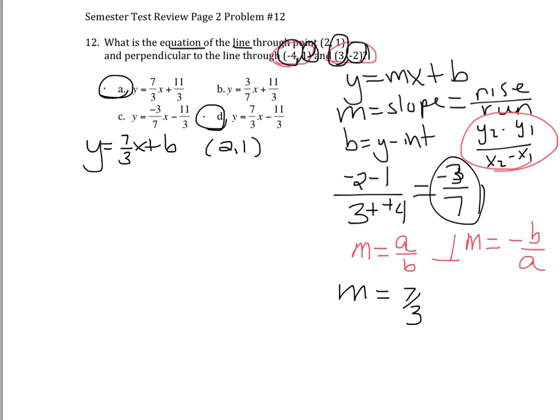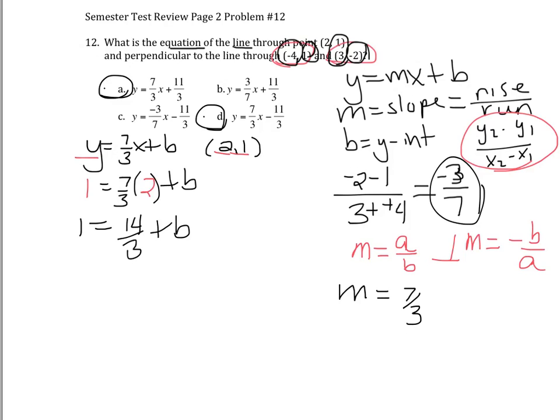So I'm going to replace this y with 1, because that's what the y is in the point. And that's going to equal 7/3, and I'm going to replace the x with what x is equal to, which is 2, plus b. Now I have one equation with one variable. So I'm going to go ahead and do my math here and simplify. So looking at this, to get b all by itself, I know I need to subtract 14/3 from both sides.